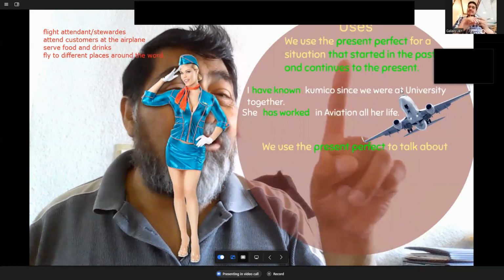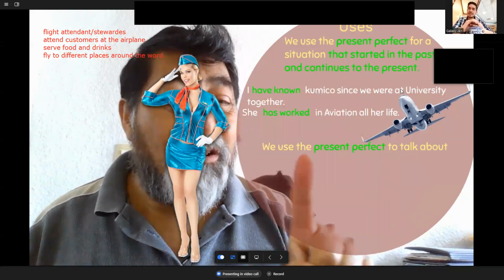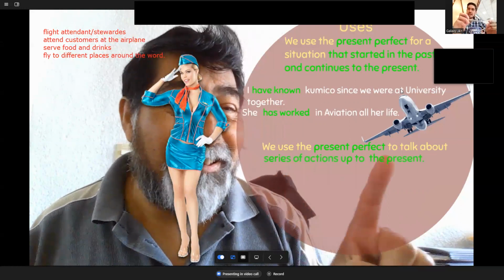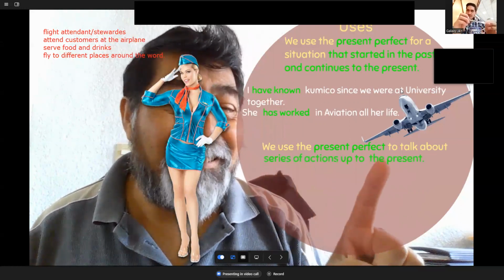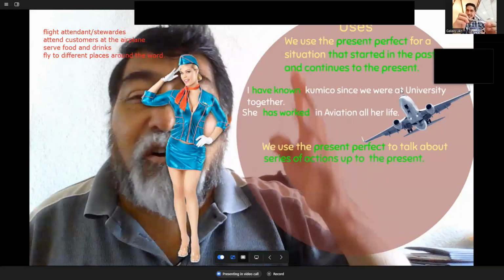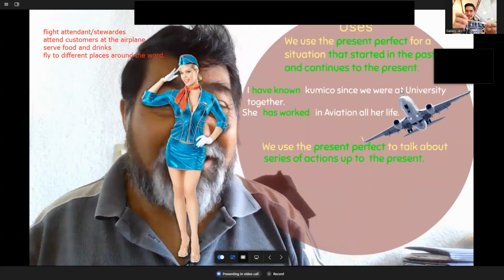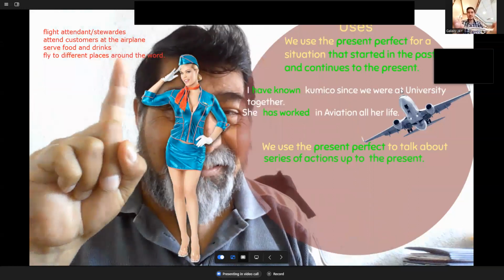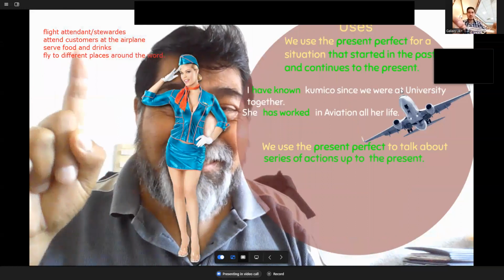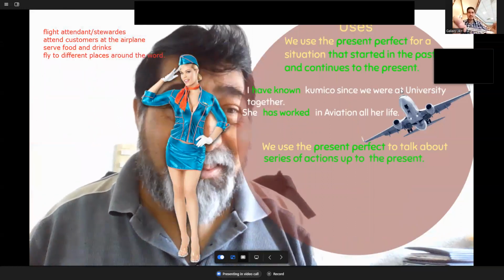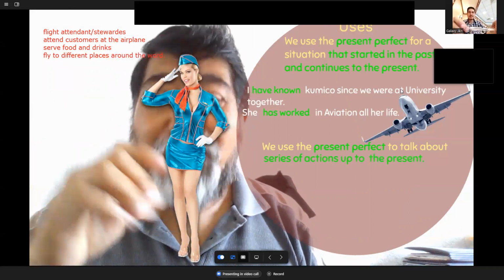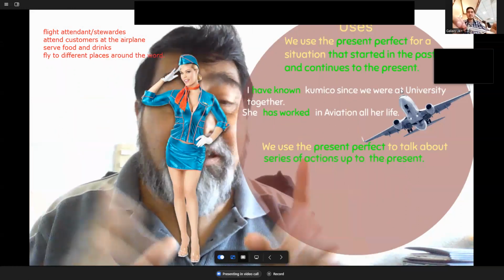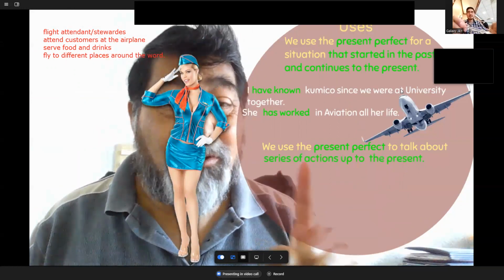Okay. Well, the other use of the present perfect, yes, was to connect the ideas that started in the past and continue in the present. Now, we use also the present perfect to talk about series of actions up to the present. Okay, series of actions. These are repetitive actions. Yes, what repetitive actions do you remember about Kumiko? Attend customers. Serve food and drinks. Fly around the world. These are going to be series of actions that are repeated, yes, many times. Yes, so to talk about series of actions.